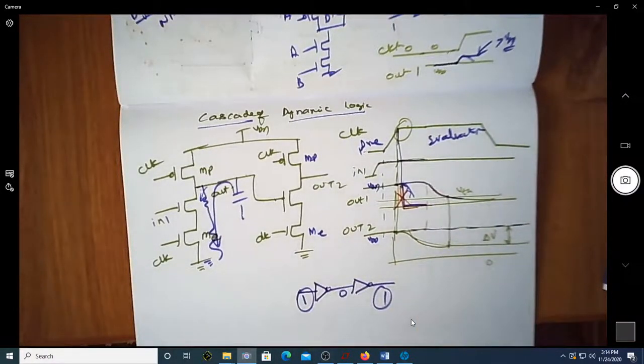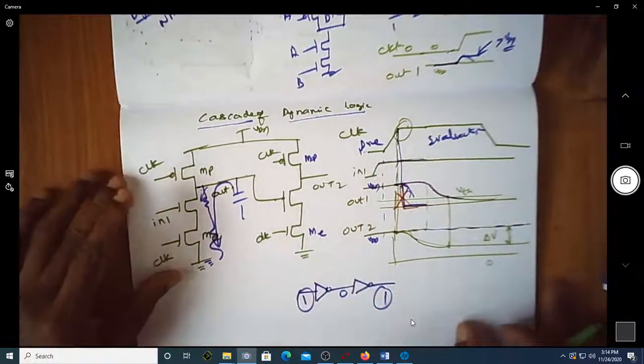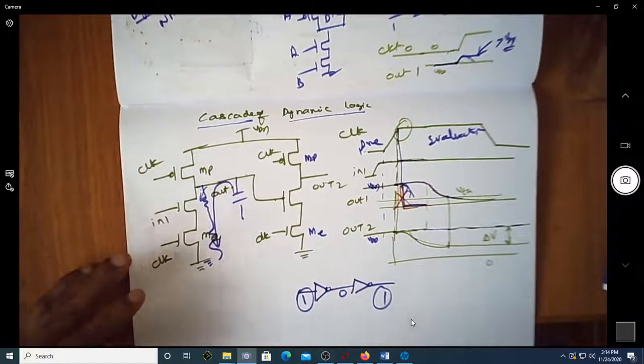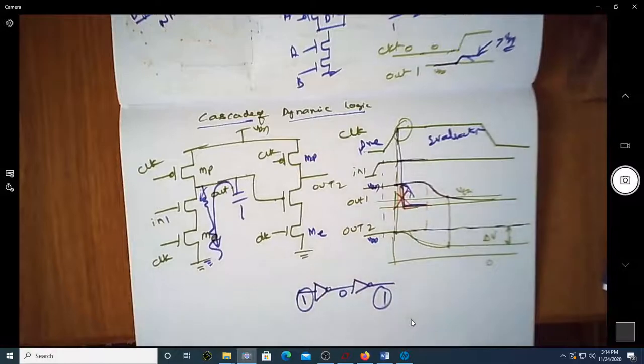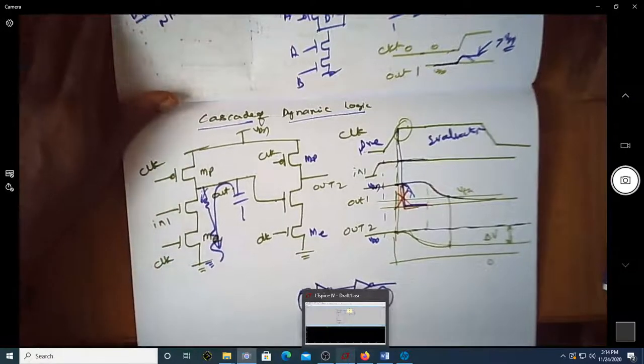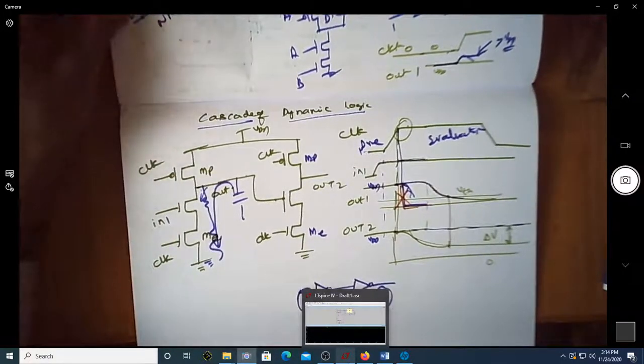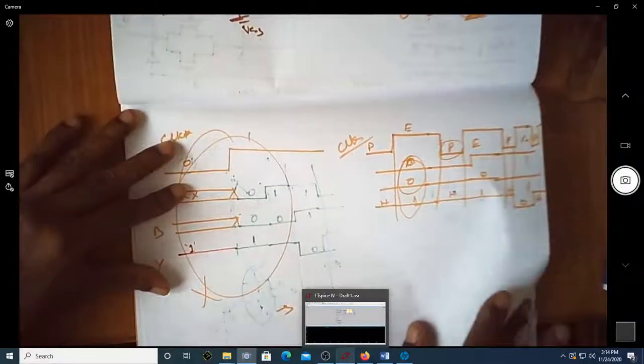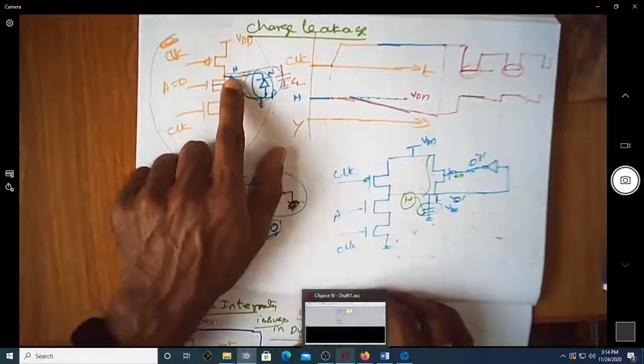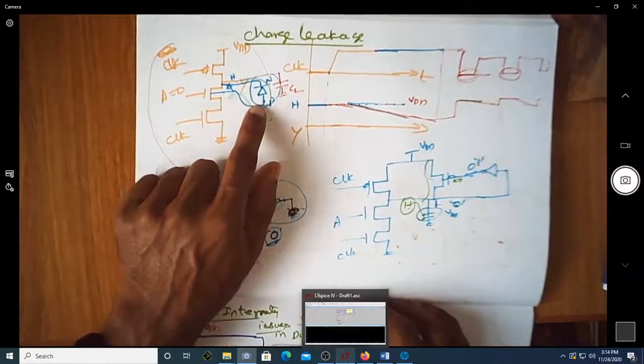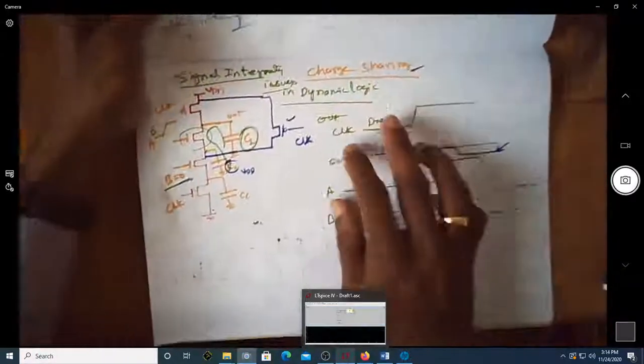So this is one difficulty in cascading of the dynamic logics. Even though we have a lot of advantages in terms of saving the number of gates in dynamic logic, we have to be careful in terms of these signal integrity issues. There are so many issues. We have started with charge leakage, where you cannot keep the charge for a longer time, so the charge will get leaked. Then second is charge sharing.